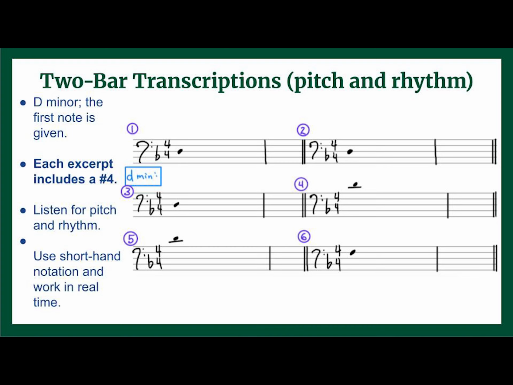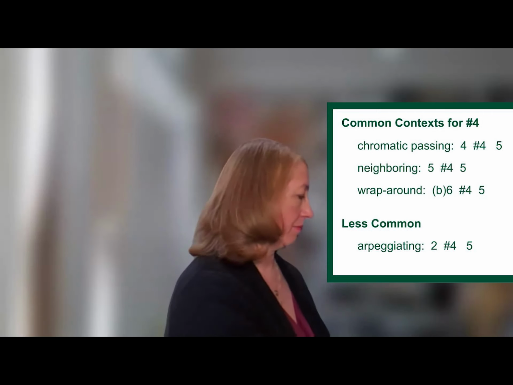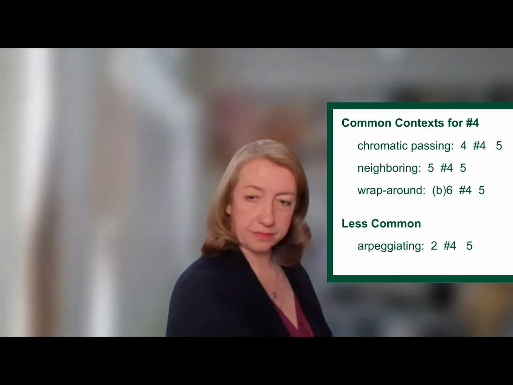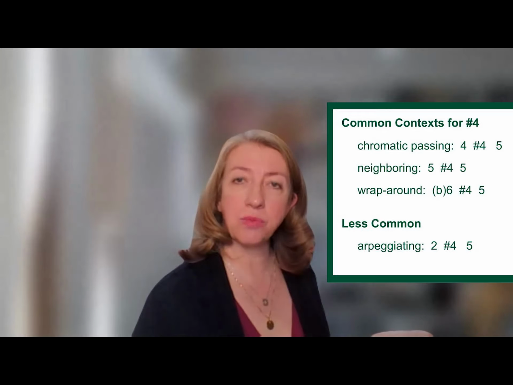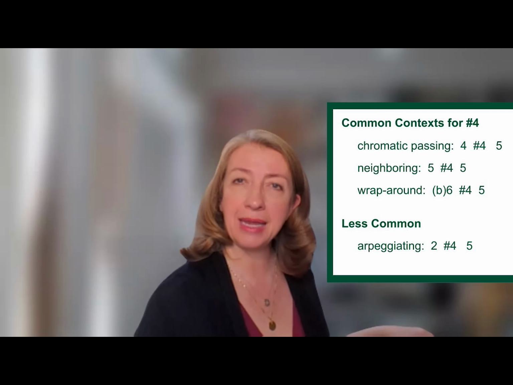Now, we are going to be hearing a raised scale degree 4 in each one of these, and let's talk briefly about the contexts in which raised scale degree 4 is likely to occur. We will be working in D minor right now. Here's our key. The first context where we will hear a raised scale degree 4 is as passing motion between scale degree 4 and scale degree 5. Here's 1. And here's 4, sharp 4, 5.